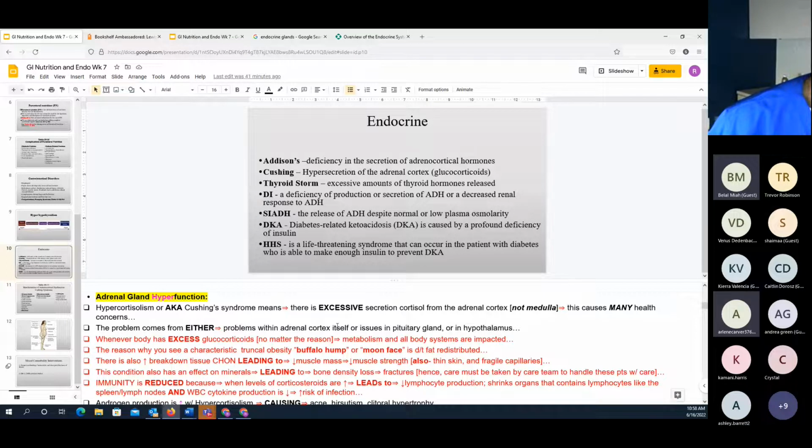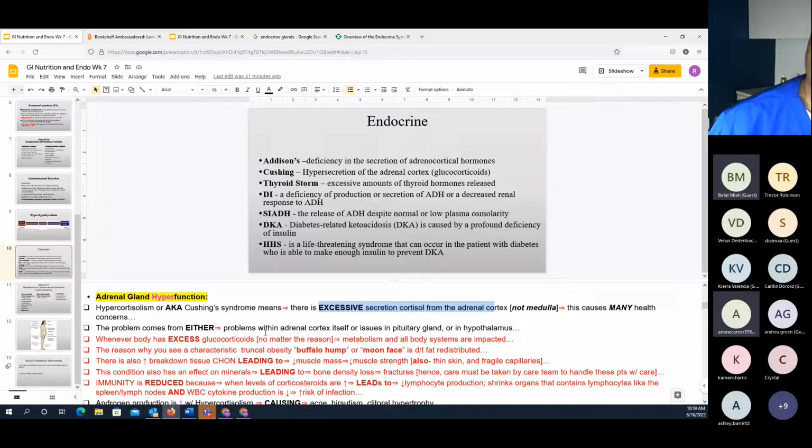But yeah, so it can occur at any level, the pituitary gland as well as the adrenal cortex. It can also involve the hypothalamus as well. But this is where you have the excessive amount of cortisol that is being produced, not by the medulla, but by the cortex. All right. And you're going to, again, see a lot of the same issues.